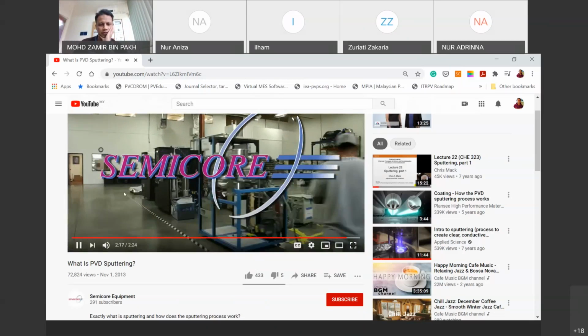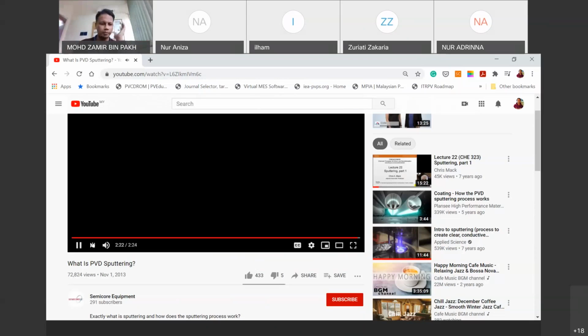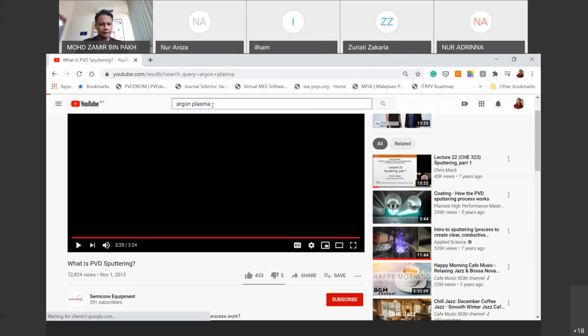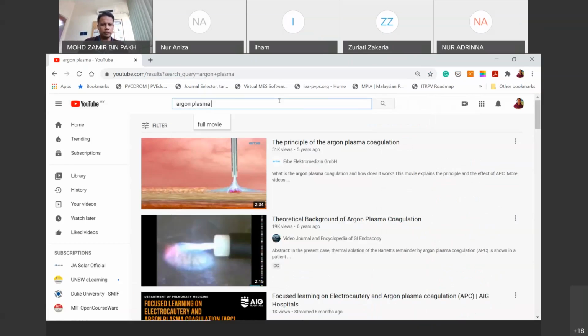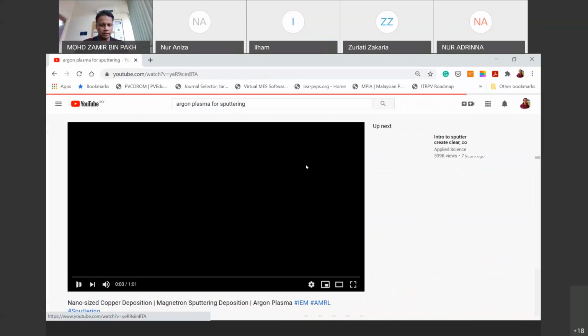So this is the plasma system. The size ranges from a small one to a very big one. Some run with a simple one chamber, some multiple chambers, some a range of chambers in series, depending on the device that we want to fabricate. Let me just show you argon plasma. Argon plasma. Maybe for sputtering. Okay, so this is how it looks, more or less.